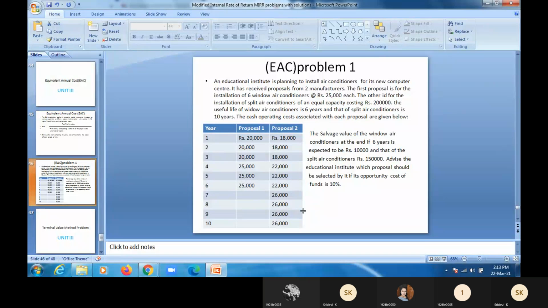And the cash inflows are differing. Life period is also differing. Salvage value also differs. So everything is differing. So in such case, among the two options, how are you going to select this? For that, you are going to use this equivalent annual cost method. Okay, for this, let us solve this problem.